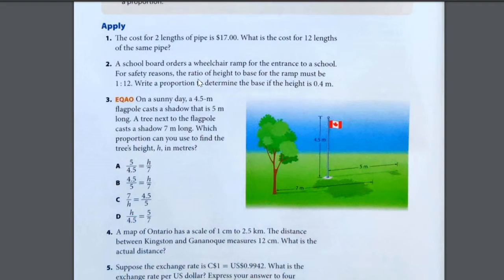A school board orders a wheelchair ramp for the entrance to a school. For safety reasons, the ratio of height to base of the ramp must be 1 to 12. Write a proportion to determine the base if the height is 0.4 meters. So here we're working with a ratio instead of a proportion or a rate like the last one. So what we can do here is set that up. We had our 1 to 12 is what we were given. So that was the height to base of the ramp, and then we want a height of 0.4 meters.